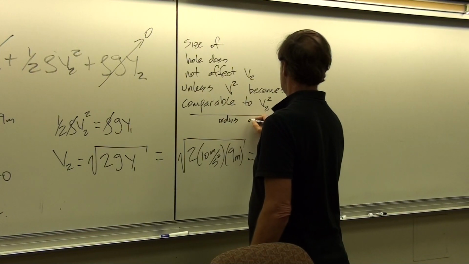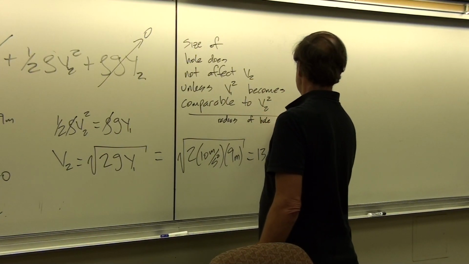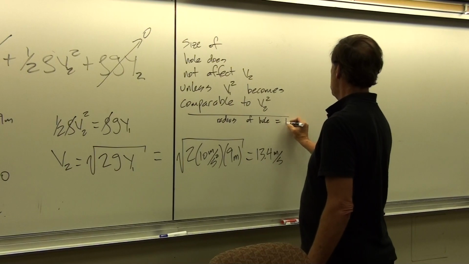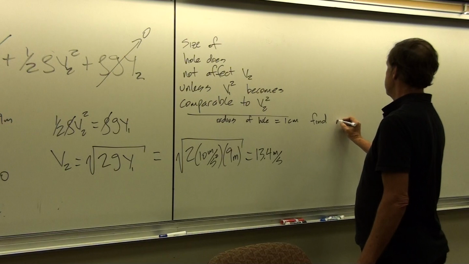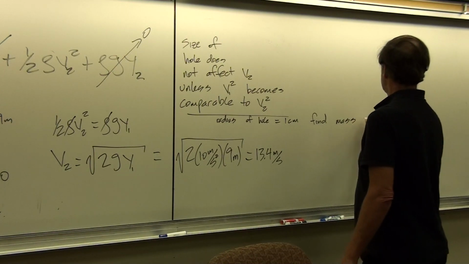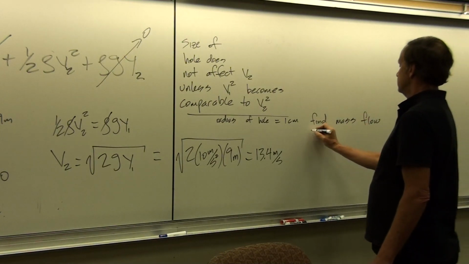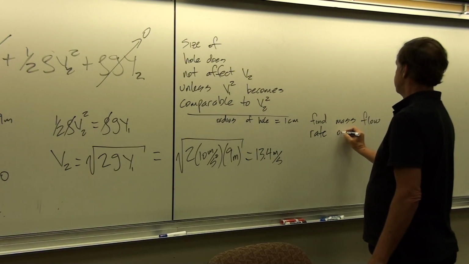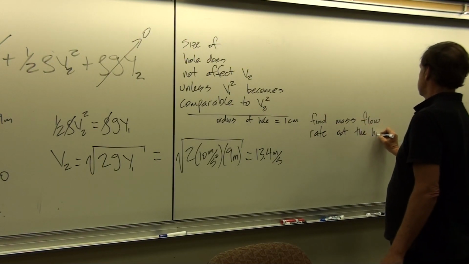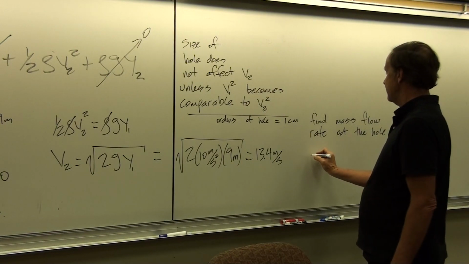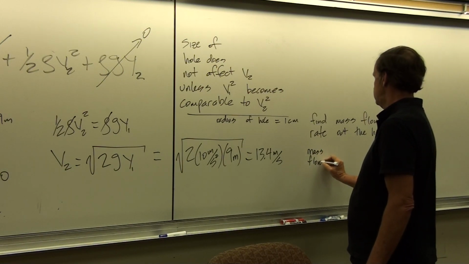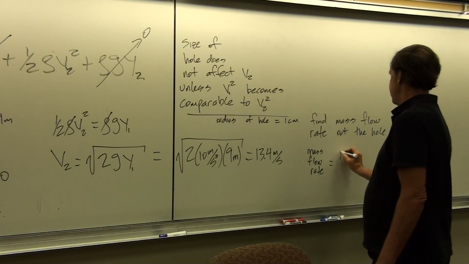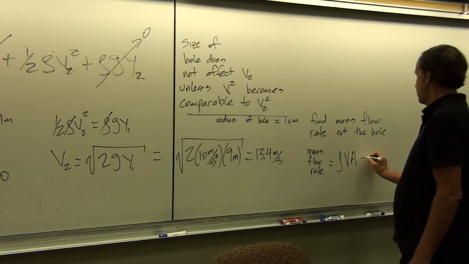So we might ask then, in this problem over here, if the radius of the hole is equal to 1 centimeter, let's find the mass flow rate out the hole. And so the mass flow rate then is going to be density times velocity times area.